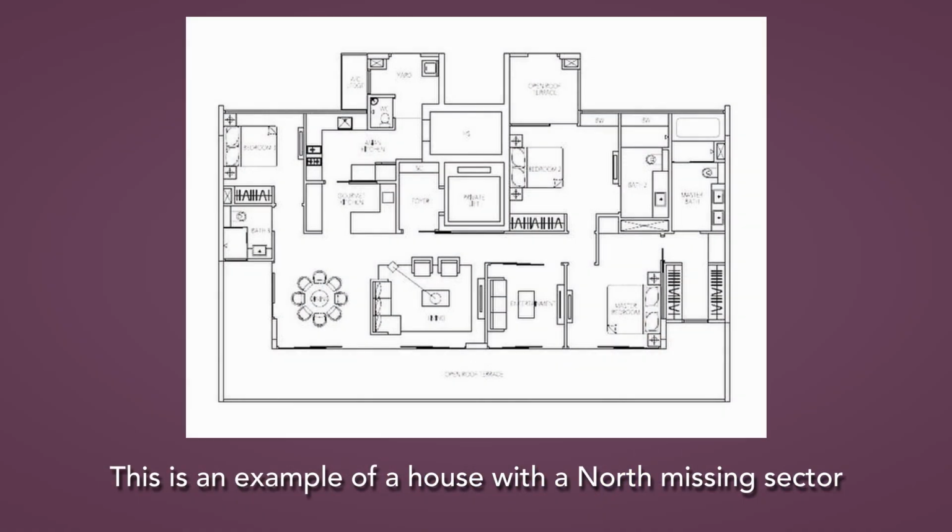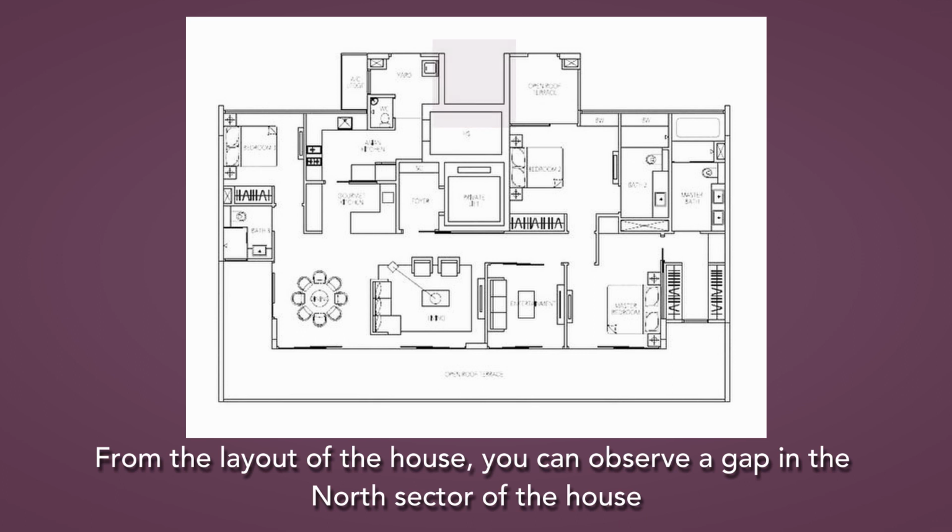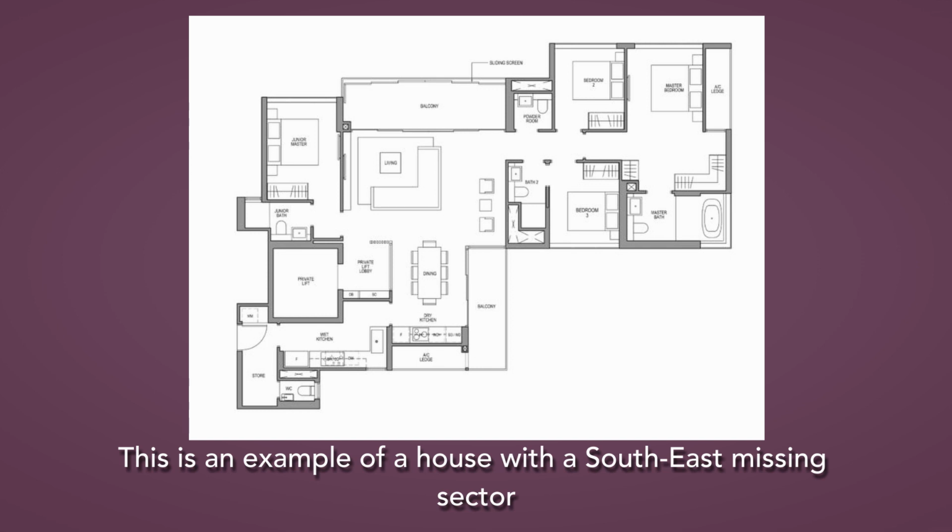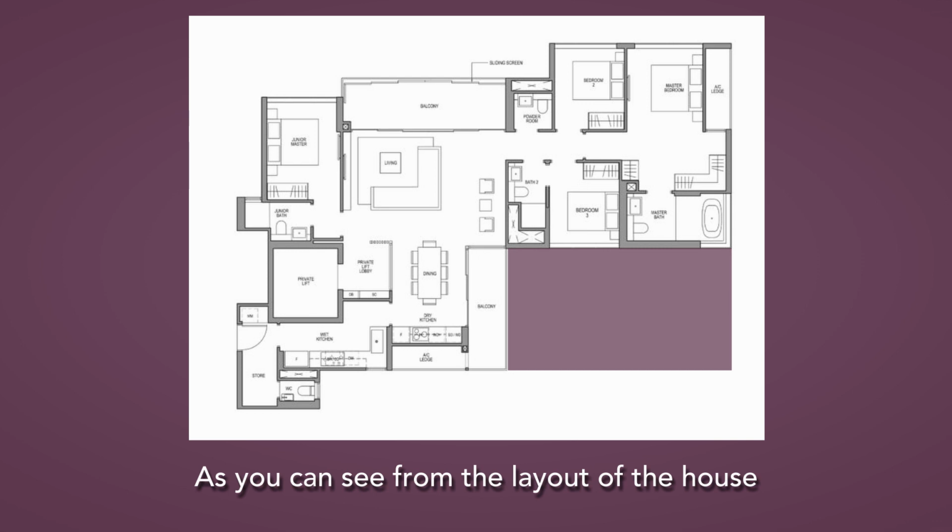This is an example of a house with a north missing sector. From the layout of the house, you can observe a gap in the north sector of the house. This is an example of a house with a southeast missing sector. As you can see from the layout of the house, the southeast sector of the house is missing.